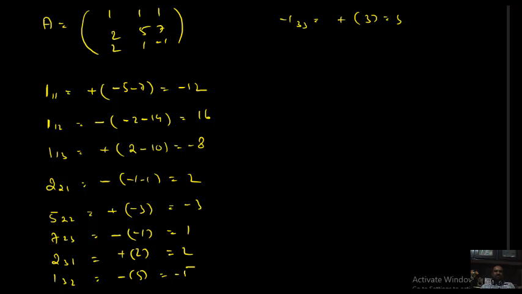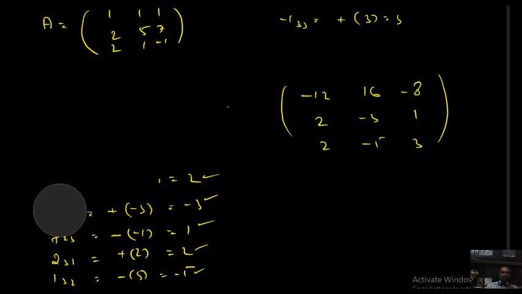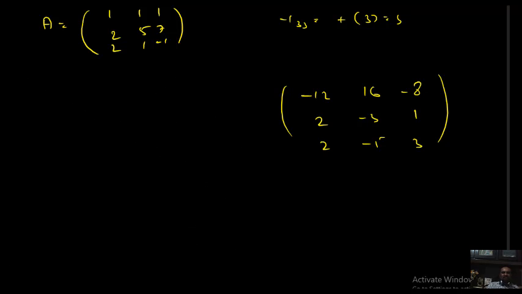Now I want to find the cofactor matrix directly here. What is that? Minus 12 16 minus 8, 2 minus 3 1, 2 minus 5 3. We should take care now, correct only. Okay, next the adjoint matrix I want directly. The transpose of this is the adjoint: minus 12 2 2, 16 minus 3 minus 5, minus 8 1 3. Okay, this is the adjoint matrix.